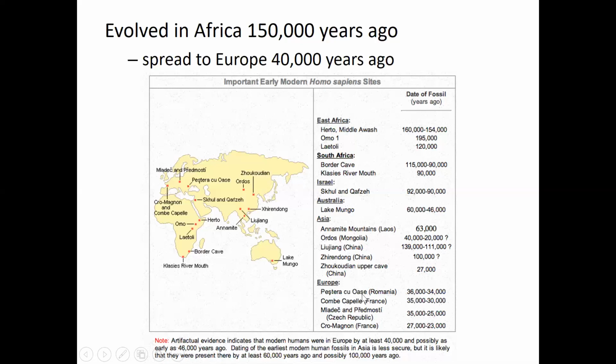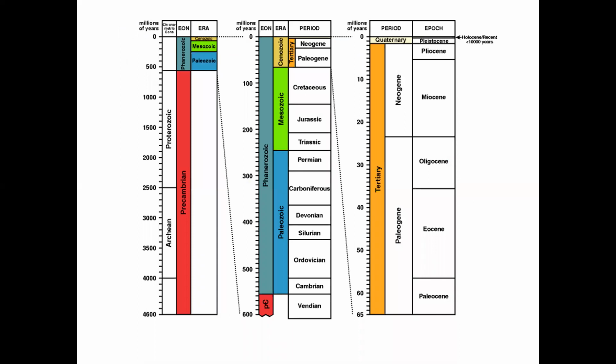So actually, Europe is one of the, according to the fossils, more recent destinations of modern humans. But as I said, that genetic information suggests that there might have been some modern humans in Europe earlier, but they just didn't survive.